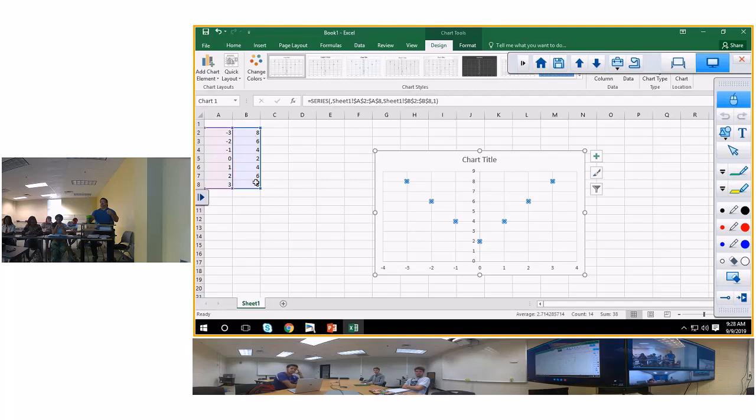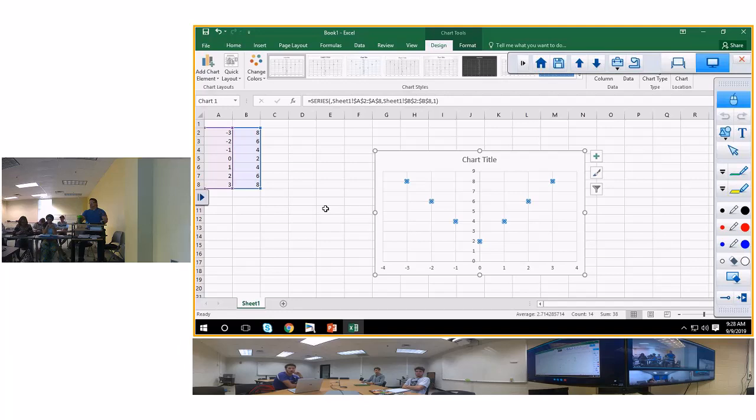2 to 8. Now, since I do not have these connected, I have to say the domain is -3, -2, -1, 0, 1, 2, 3. Close bracket. And then the range is 8, 6, 4, 2, 4, 6, 8. Close bracket. Why? Because I'm not telling you you can use the fractions for x. I can't use 0.1, 0.2, 0.5, 0.8. I'm not telling you because they're not joined.